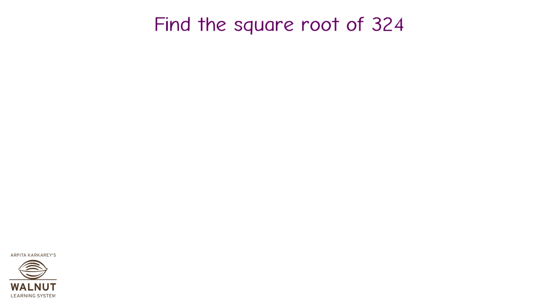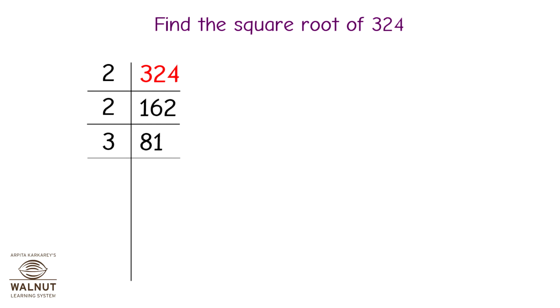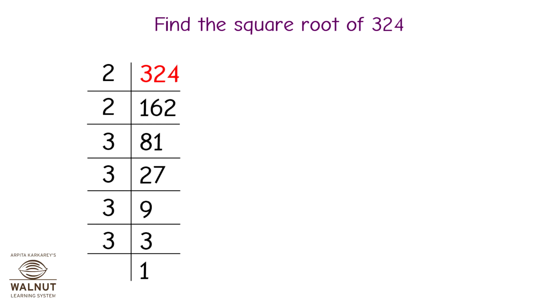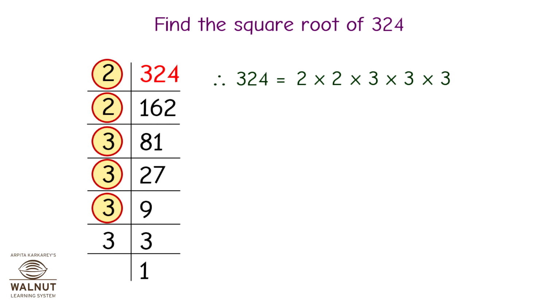Let us try to find the square root of 324. Now the first step is to find the factors of 324. Once we are done with it, we write the factors horizontally. So it will look like 324 is equal to 2 into 2 into 3 into 3 into 3 into 3.